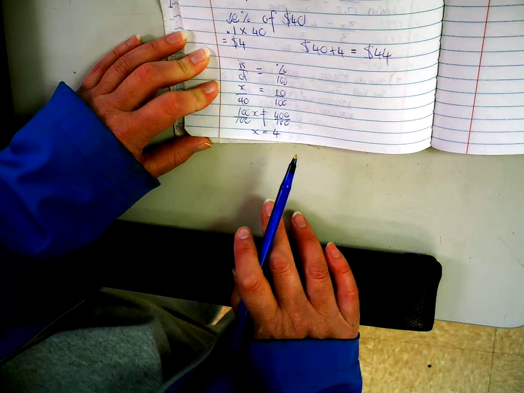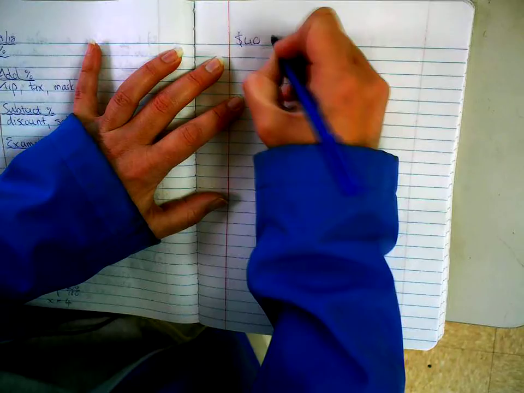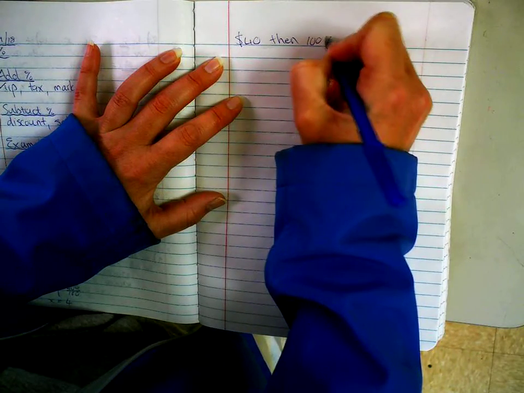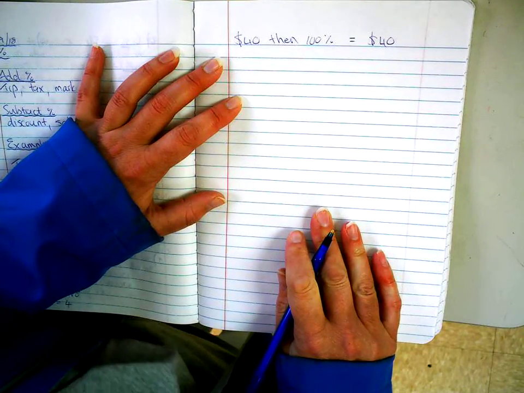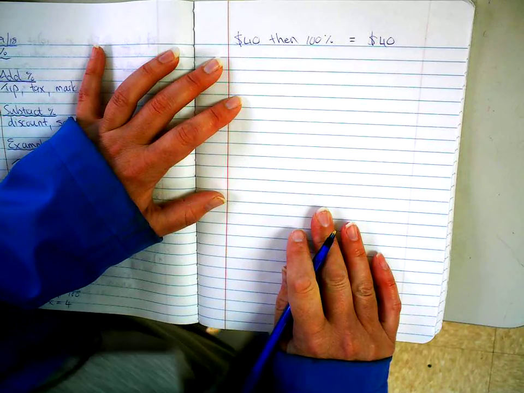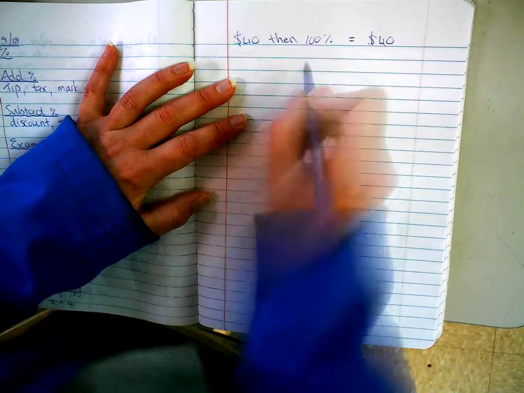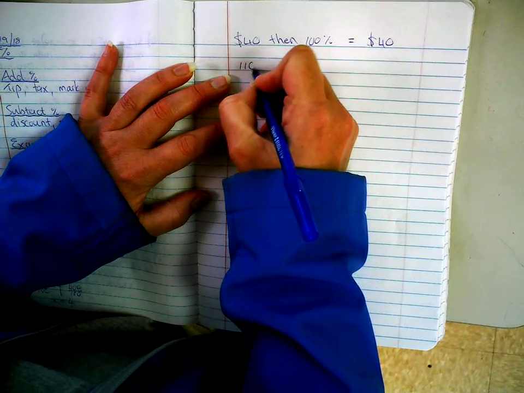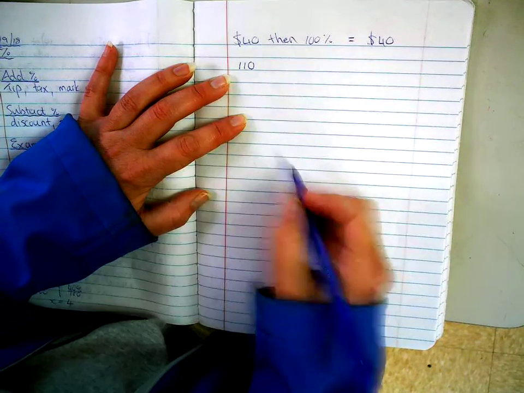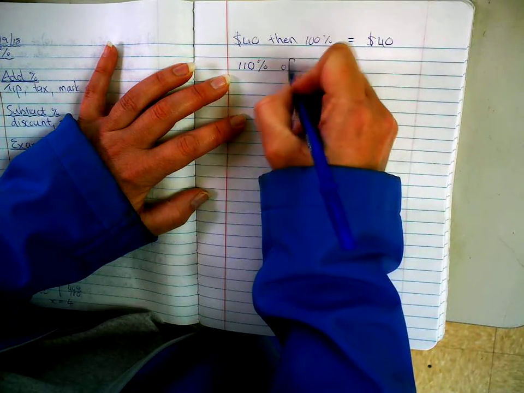Now, there is another way of working this out. Please pay close attention. If the t-shirt costs $40, then 100% of that $40 would be $40. If I pay the whole thing, it means I'm paying 100% of it. If they want me to pay an extra 10%, then I am going to pay 100% plus another 10%. So what is 100 plus 10? It's 110. So I'm going to pay 110% of $40.